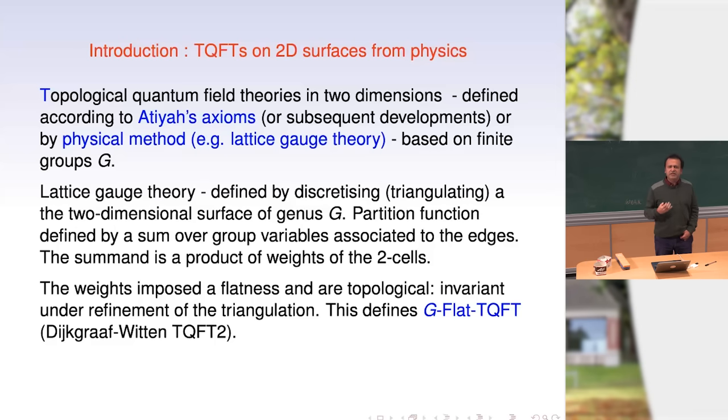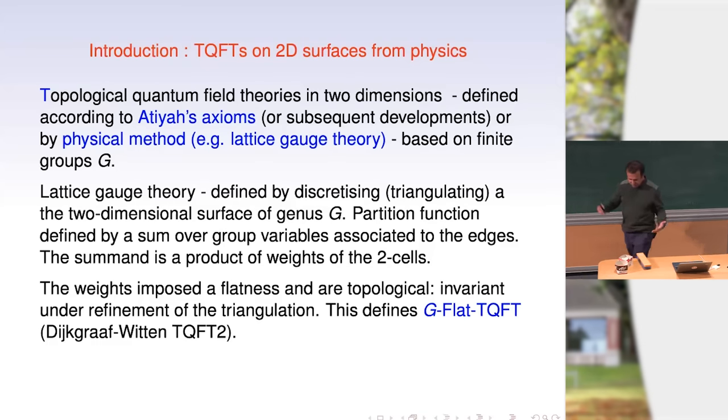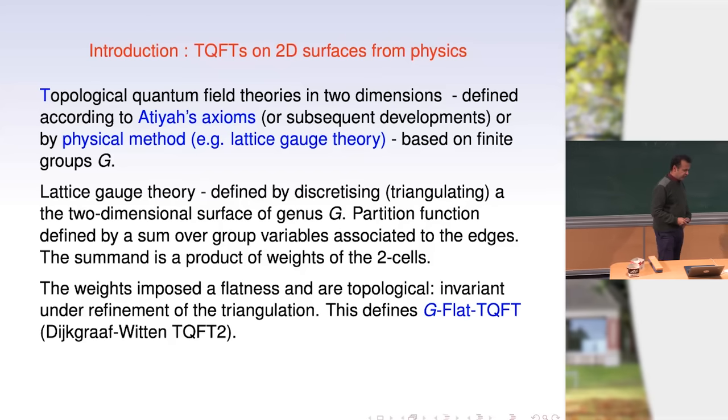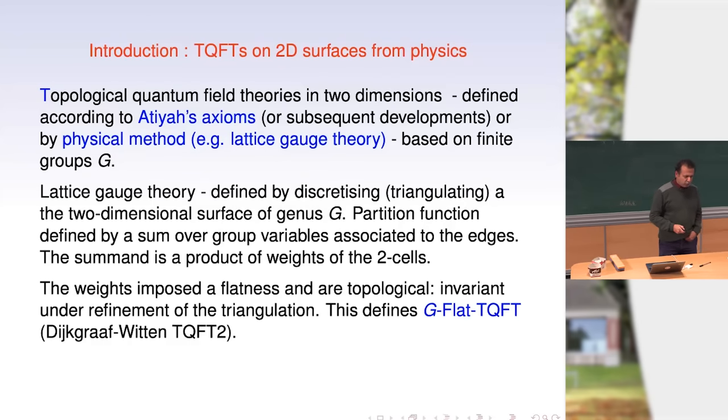It acquired some interest recently because people were going back to two-dimensional topological quantum field theories as models of two-dimensional quantum gravity, summing over genuses, summing over topologies. There were motivations from wormhole physics and 2D quantum gravity, which inspired people to revisit these things, which is why we started looking at this again.